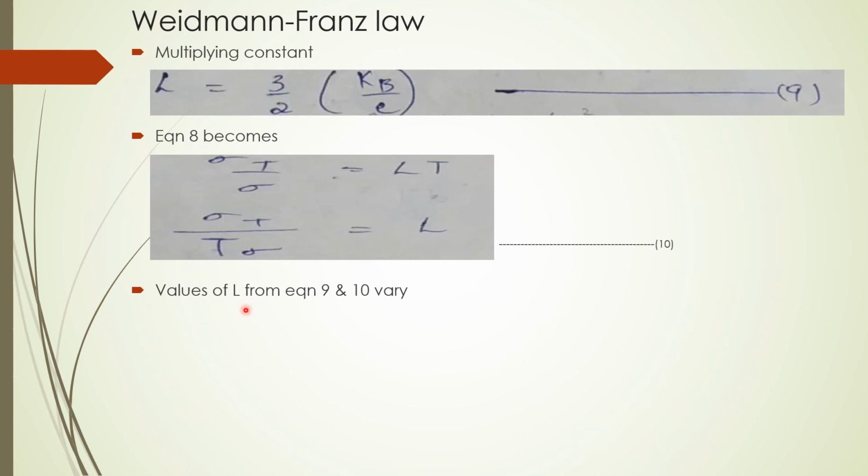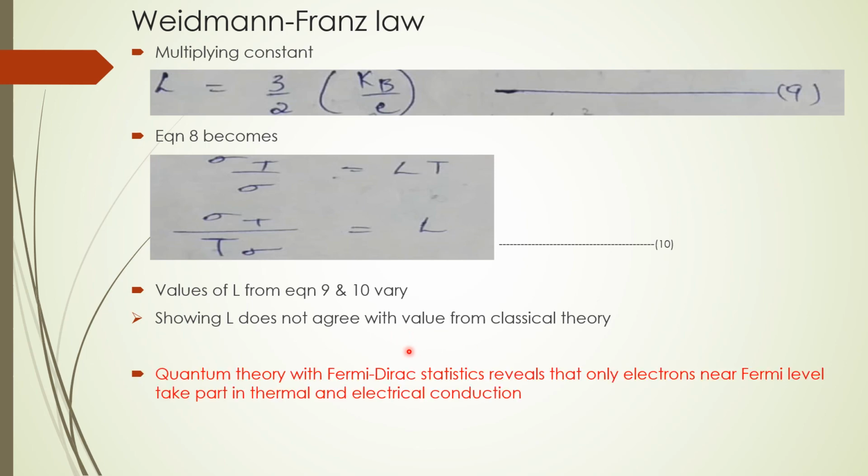Values of L from equation number 9. From 9 we get the theoretical value of Lorentz number, and from equation 10 we get the classical value of Lorentz number. So these values of L from equation 9 and 10 vary, showing L does not agree with the value from the classical theory. The conclusion is that quantum theory with Fermi-Dirac statistics reveals that only electrons near the Fermi level take part in thermal and electrical conduction.